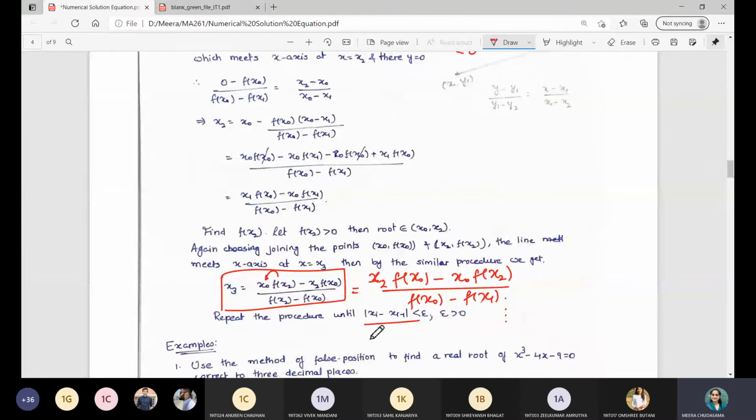So let us solve problems based on this method, so that your idea about this method gets clear. The first example is: use the method of false position to find a real root of x cube minus 4x minus 9 equal to 0, correct to 3 decimal places. Let us try to solve it.